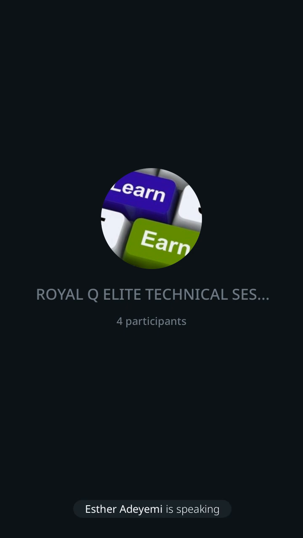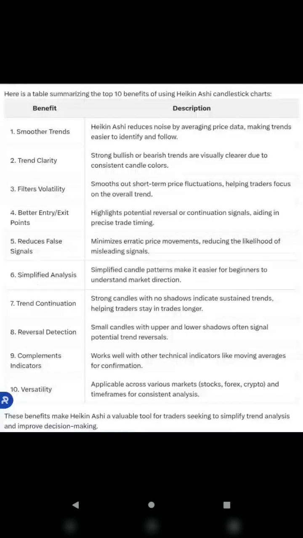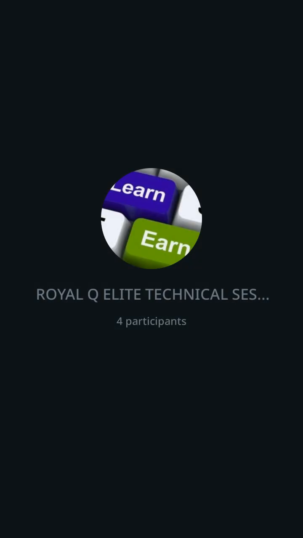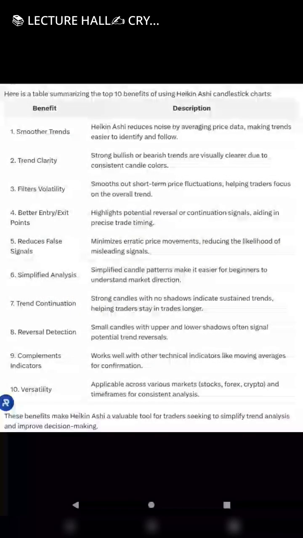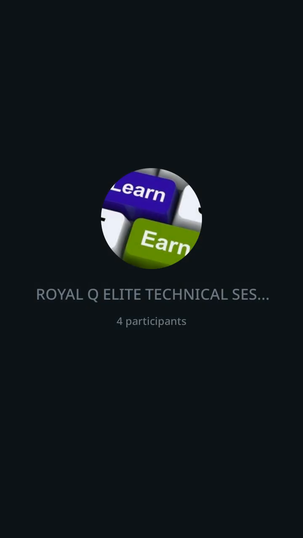I believe you've also captured the history of the Heikin Ashi. I'm going to drop it on the lecture hall so that you can have it. So let's move further to the Heikin Ashi. Here is a table summarizing the top 10 benefits of using the Heikin Ashi candlestick chart. I believe you can still see my screen. Yes, you can see it. Okay, so let's go.